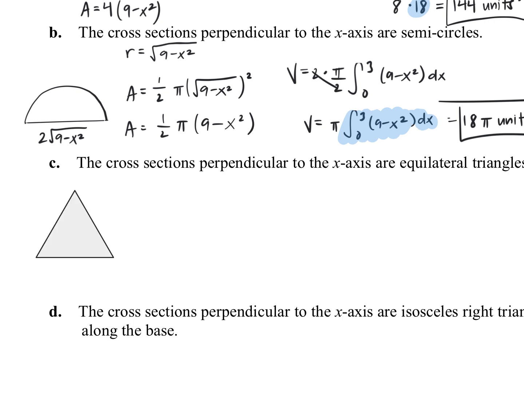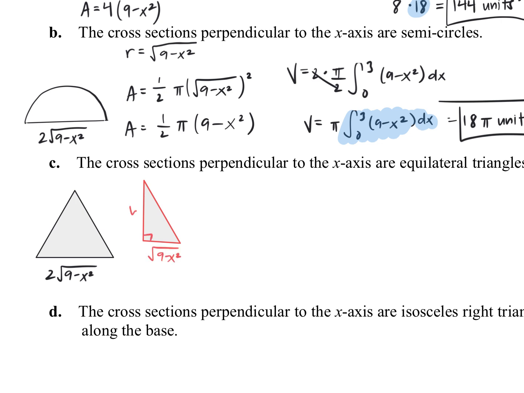So that base on the bottom is going to be the same thing that our semicircle was, that our square was. So this is 2 times the square root of 9 minus x squared. And then that means if I looked at a right triangle, this is technically just the square root of 9 minus x squared.